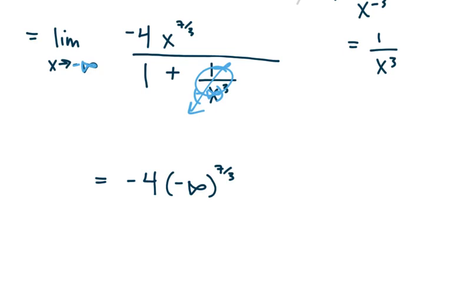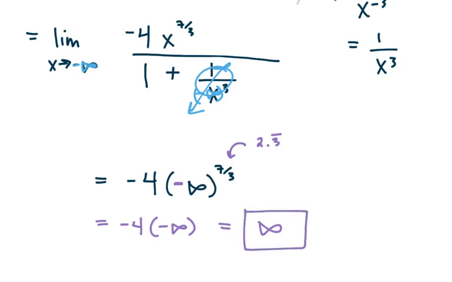So now we have to think about what we're dealing with here. 7/3 is exactly 2.3 repeating, and that's an odd numerator. So if we raise a negative to an odd power, it's going to remain negative. We've got negative 4 times negative infinity, and a negative times a negative would be positive infinity. We don't need to write 4 times infinity because infinity is infinitely large, and 4 times that huge number is still just a huge number. So my answer here would be positive infinity.